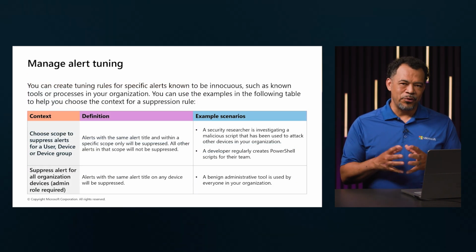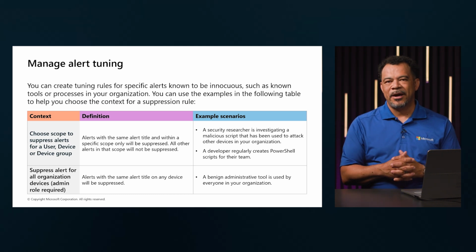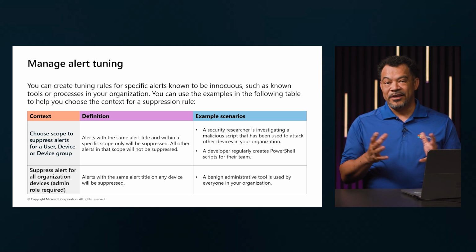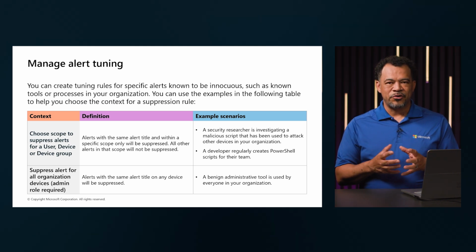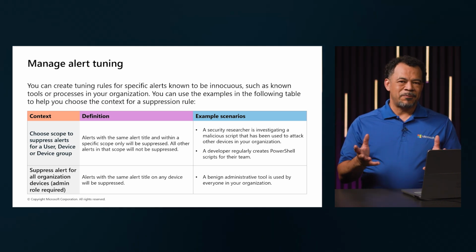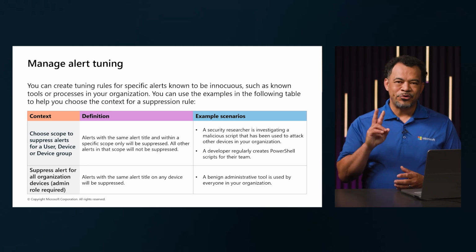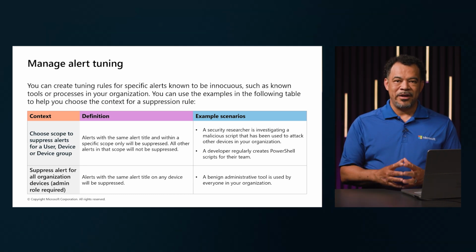So this walks us through how to manage alert tuning in Microsoft Defender. Essentially, it's about reducing noise by creating suppression rules for alerts we know are safe or expected in our environment. There are two main contexts for tuning.